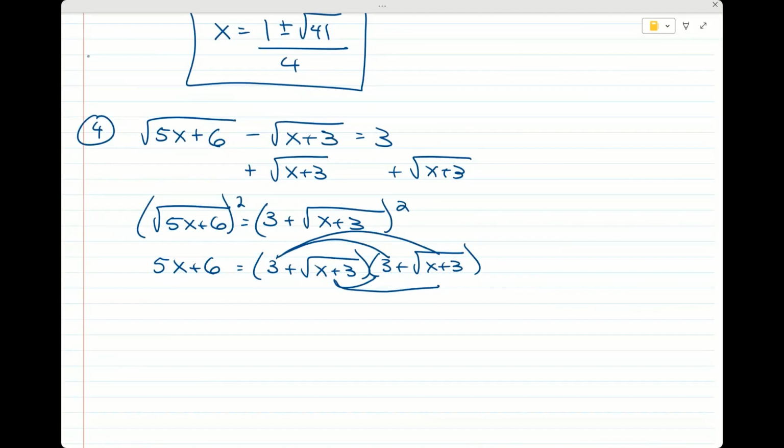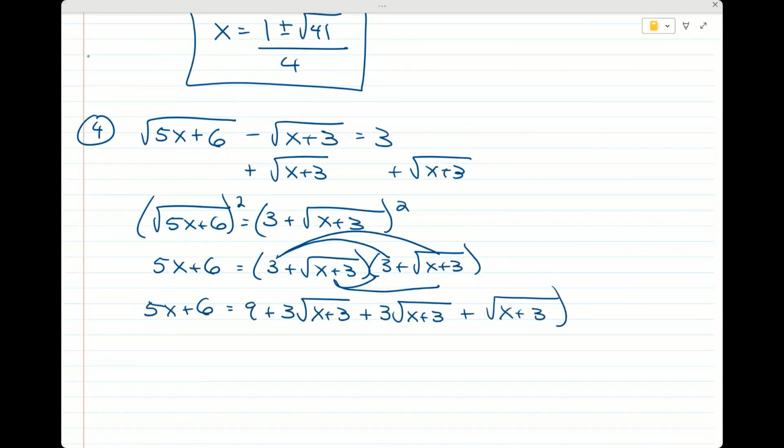All right, so this is going to be 5x plus 6 is equal to 9 plus 3 root x plus 3 plus 3 root x plus 3, and then plus the square root of x plus 3 times itself. When you multiply something by itself, it's the same thing as squaring. So these cancel. And now let's work on getting that next radical by itself.